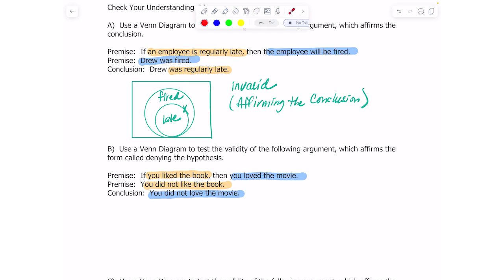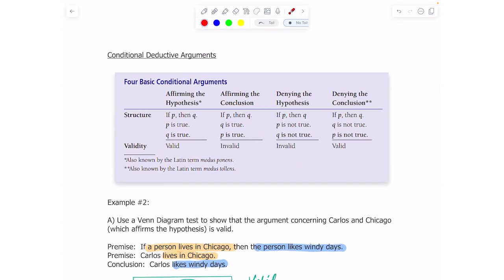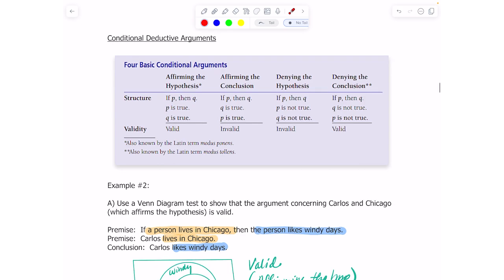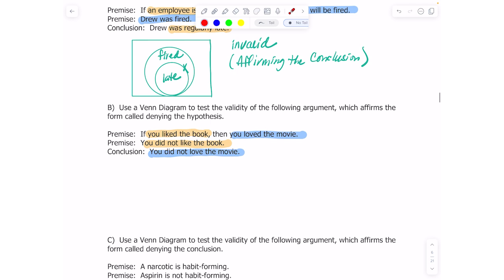So in other words, it's like saying, okay, here's P and Q, not P, not Q. So if you go back and look at the structure again, we're looking at denying the hypothesis. Because P is not true, and then Q is not true. Okay, but let's look at a Venn diagram.